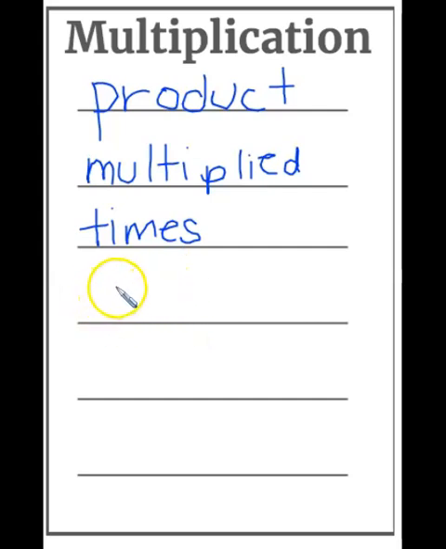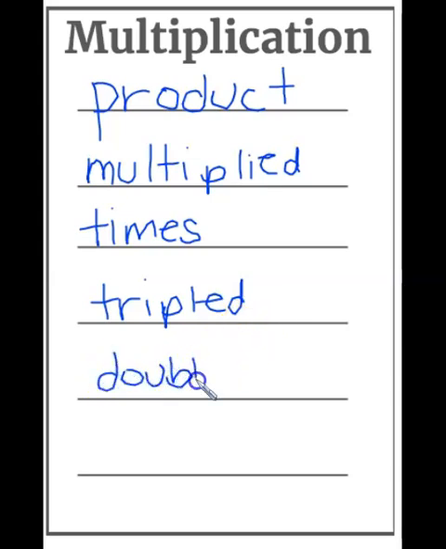And they might also pull some other ones on you like tripled. Tripled means you would multiply something by 3. Or doubled would mean you multiplied something by 2. Why don't we go ahead and put that right here. Times 3 means tripled. Doubled means times 2.